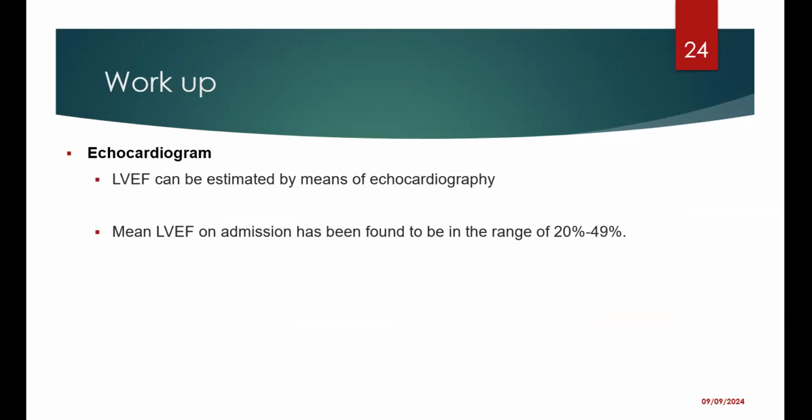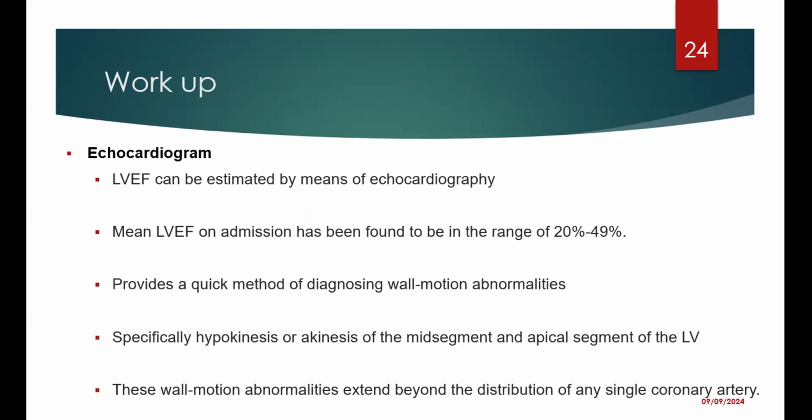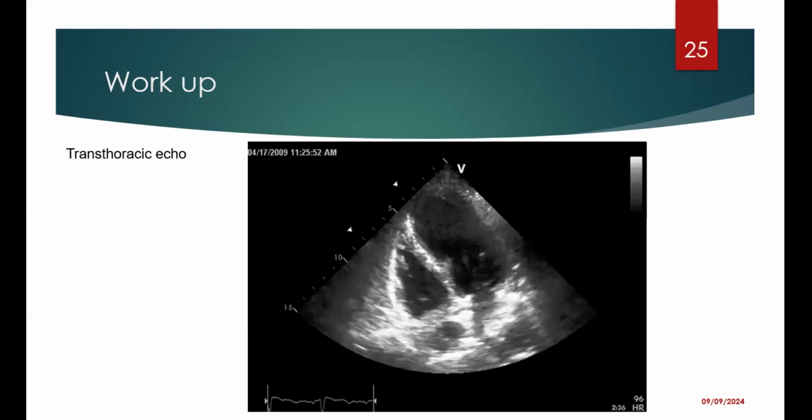Echocardiogram is important because it helps in the estimation of left ventricular ejection fraction. It's been found that patients with Takotsubo cardiomyopathy usually have an ejection fraction between 20 to 49%. Echo provides a quick method of diagnosing wall motion abnormalities, specifically hypokinesis or akinesis of the mid segment and apical segment of the left ventricle.